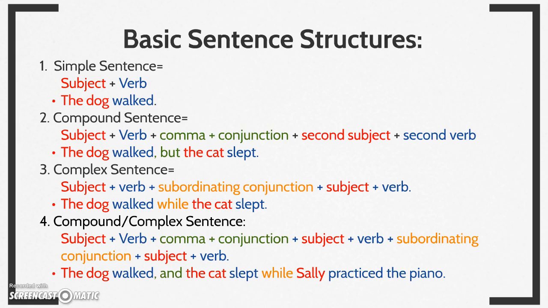So you have your simple sentence, the dog walked, and you have your simple sentence, the cat slept. But we're adding on this dependent clause, while Sally practiced the piano. That while Sally practiced the piano has to be attached to something because it contains a subordinating conjunction, while. So it's attached as part of the sentence, the cat slept while Sally practiced the piano. And then that is joined to the first sentence with the comma conjunction and. So these are your basic sentence structures.